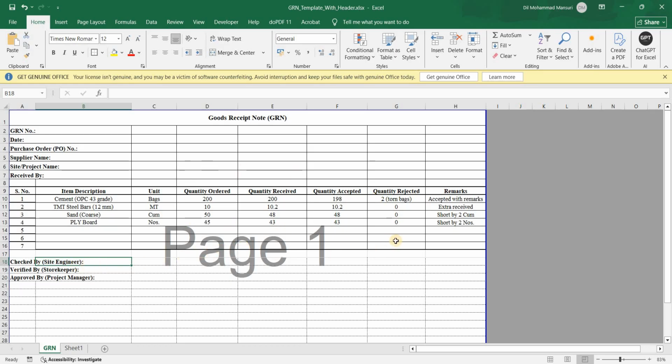So I think this is the best way to prepare a GRN, and make sure that all of you who are working on sites please do maintain such things. It is very valuable and it is very transparent to everyone, right? So it will give you the idea of how much quantity has been received on the sites.